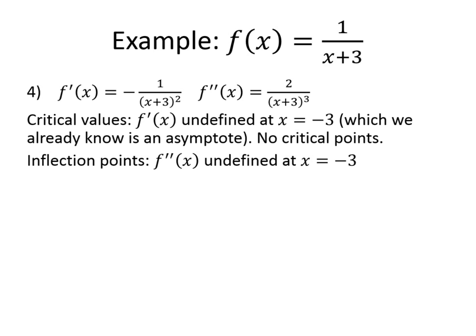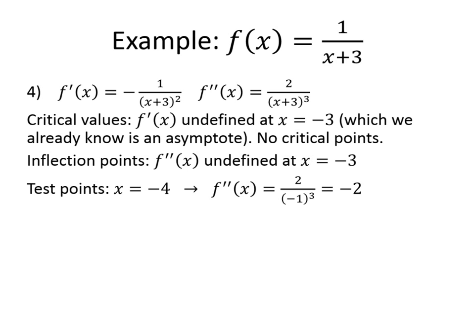I'm going to do my best to make them easy points to calculate. So I'll pick x equals -4 because that makes the term in the denominator, x plus 3, equal to -1. I cube that, it's still negative. I get that the second derivative is negative. So I have a concave function over the region -infinity to -3.